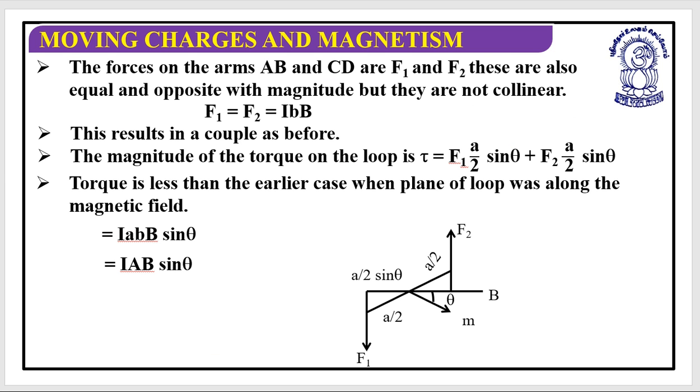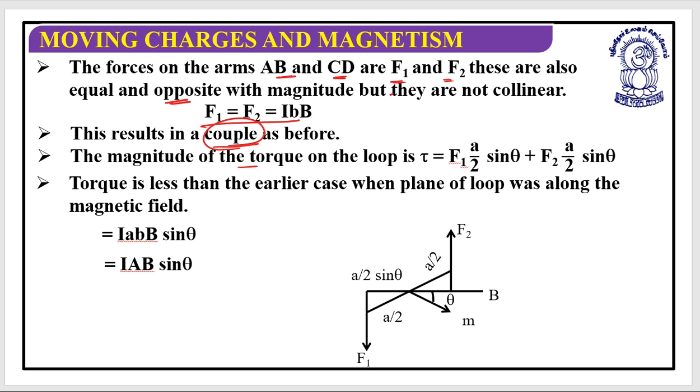So if this is the situation, let's suppose we are talking about the angle theta. The forces on the branches AB and CD are F1 and F2, and these are also equal and opposite in magnitude, but they are not collinear forces. The only difference is that in the BC and DA branches the forces were collinear. Here they are not collinear. F1 equals F2 equals BIB, and as they are not collinear, they tend to rotate it, and that rotating effect, that couple, creates a torque.